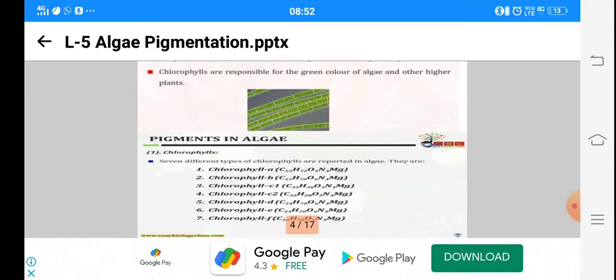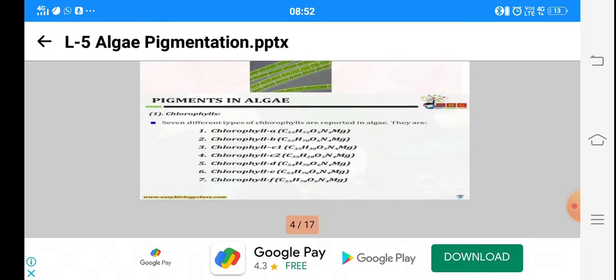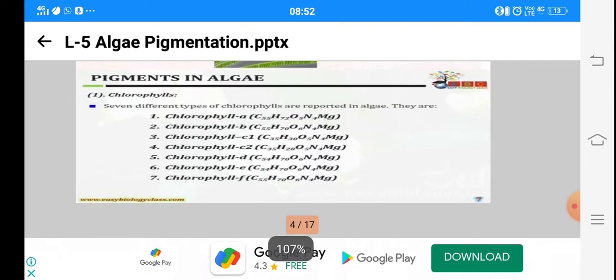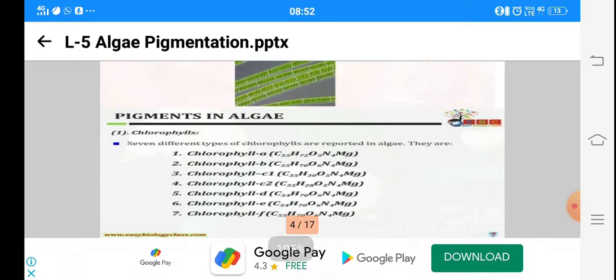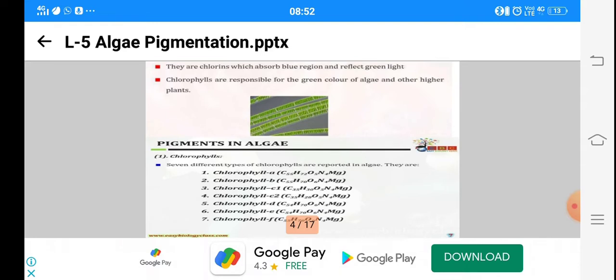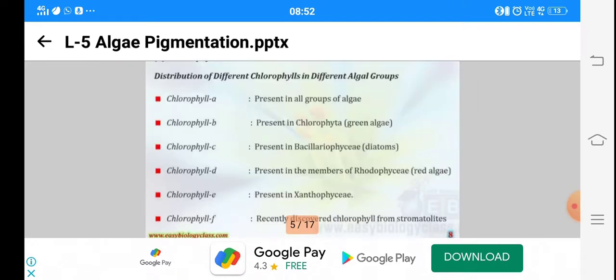Generally, chlorophylls are responsible for the green color of algae and other higher plants. Chlorophyll a, you see the formula: C55H72O5N4Mg. The same goes for chlorophyll b, c, then chlorophyll d, e and f. In different algae, their nature is different, and there are chlorins which absorb the blue region and reflect from the light.